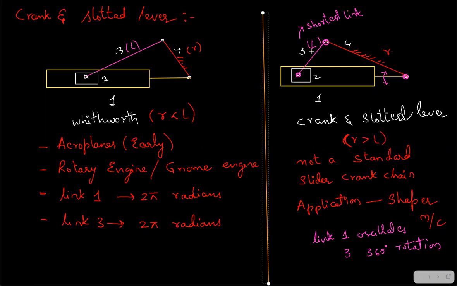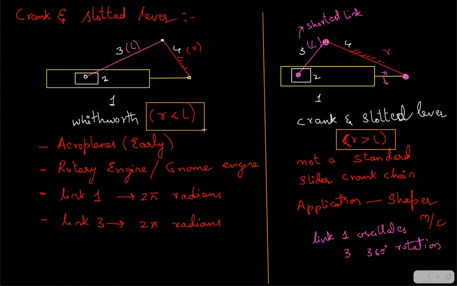So here 3 is the shortest link because we have made the length smaller than the radius by looking at this point over here. Yes, this point is very, very important, right? And here we know that R is less than L. So now what about the derivation? We'll get into the derivation in the next slide.